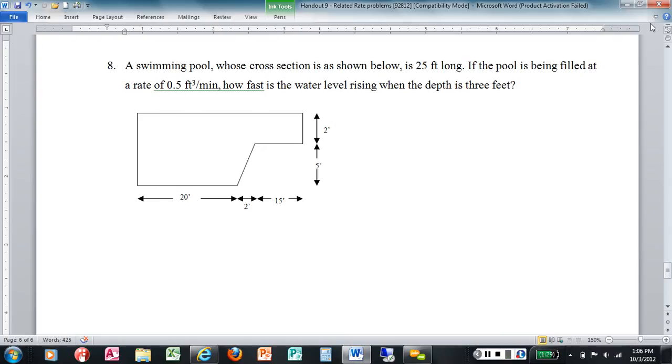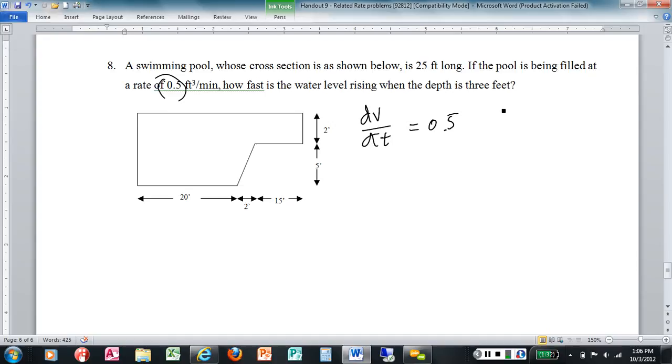So, what does that mean? This rate right here. What does that mean in terms of our calculus terminology? Wouldn't that be, that's the rate of being filled, so that's the rate of change of the volume? So that's dV/dt. dV/dt is 0.5 feet cubed per minute. How fast is the water level rising when the depth is 3 feet?